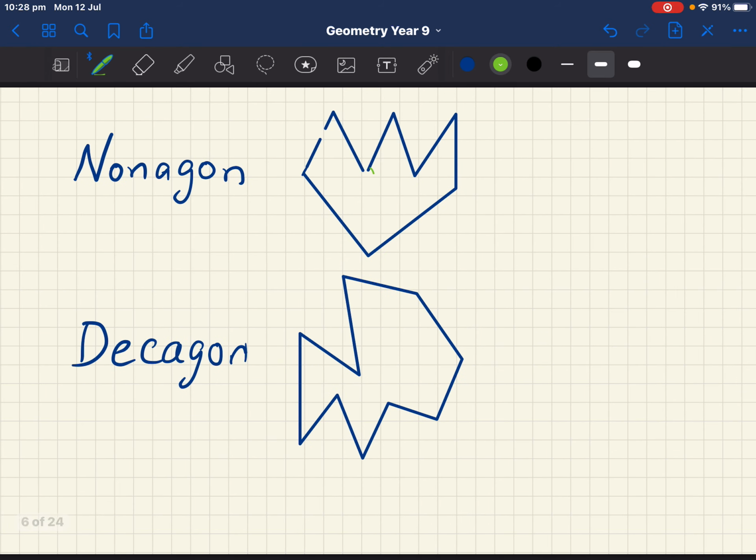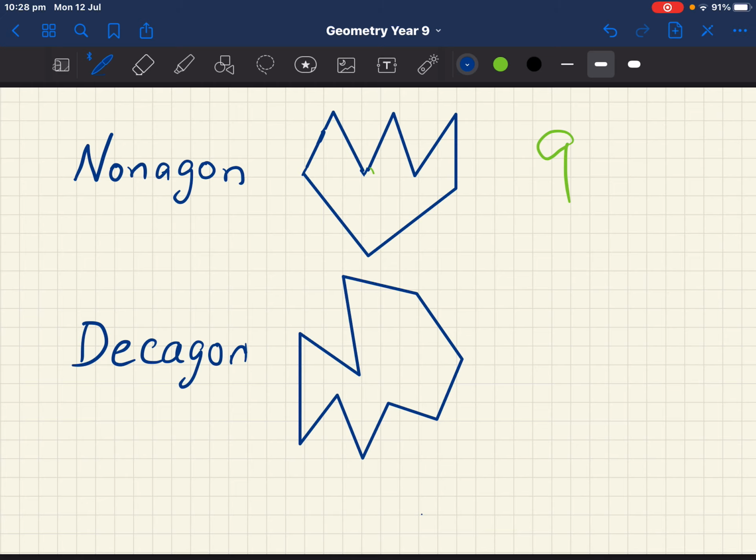The last 2 that you're going to need to know by name is the 9-sided shape, which is called a nonagon. So here I've drawn a pretty crazy one. I guess technically you could say this isn't a nonagon because it's not even a polygon. I've got a little gap there, to be honest. But if I close that up, we can see, yep, hey, cool, here we go. We've got ourselves a nonagon.